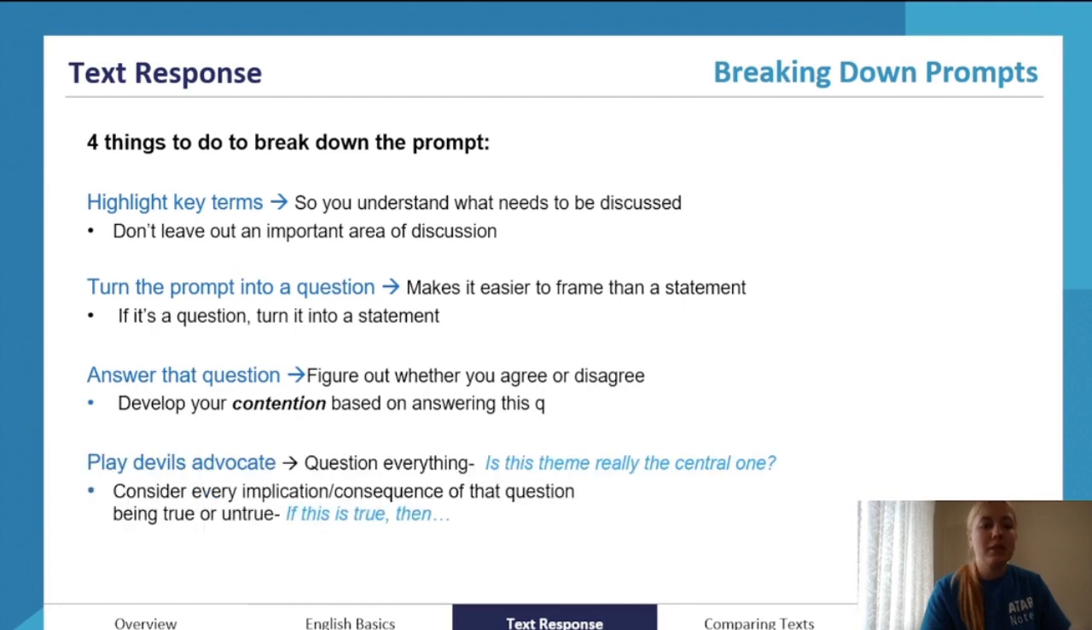When breaking down a prompt, these are the strategies you can follow to make sure you develop a strong contention and strong arguments, a good plan, and therefore a good essay. So, first, start by highlighting the key terms so that you can understand what you need to discuss, and don't leave out anything important. Especially watch out for words that are being placed side by side that appear to be synonyms for one another. Because if that's done, they need to be treated as separate terms. There are going to be different connotations attached to those words.